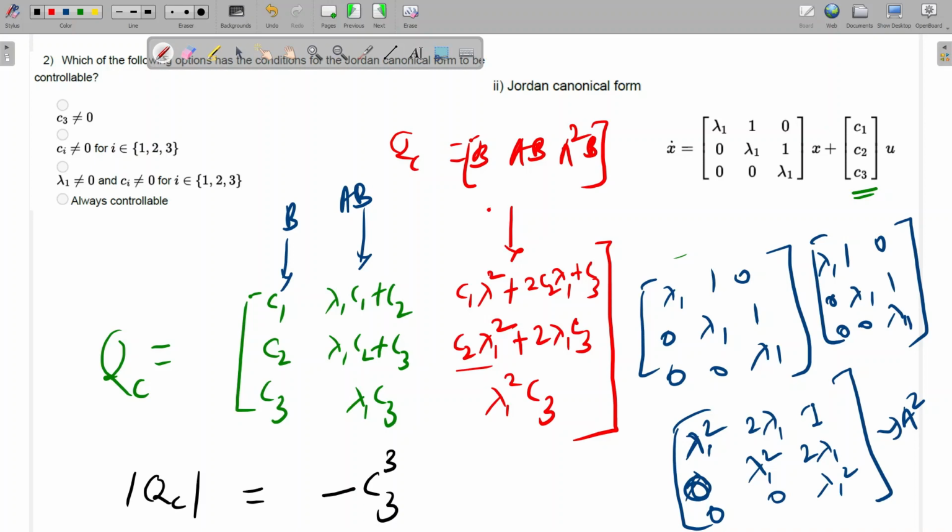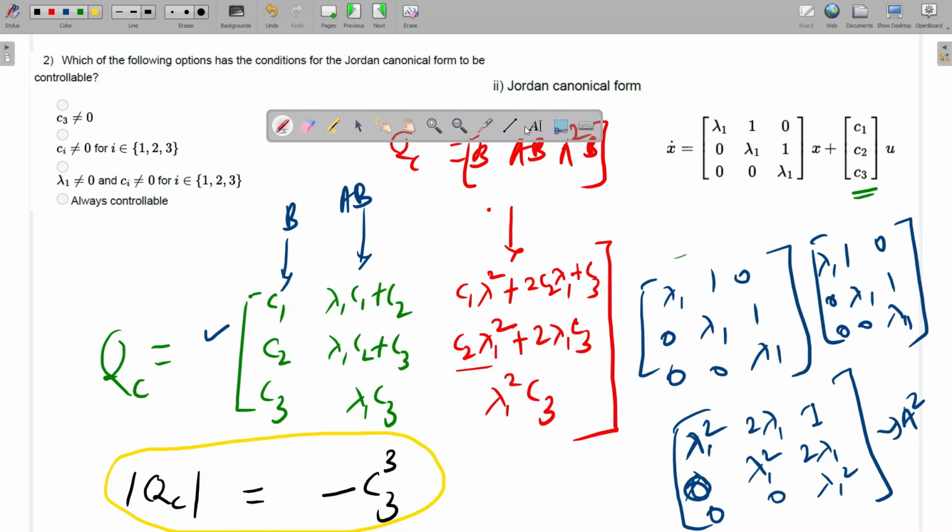So which answer will be correct based on this? Can anyone tell? Which will be the correct option? We are getting the determinant. If we get the determinant of this one, then we'll find that QC is equal to minus C3 whole cube. Okay, so which will be the correct option such that this will be in the controllable form? Can anyone tell the answer?